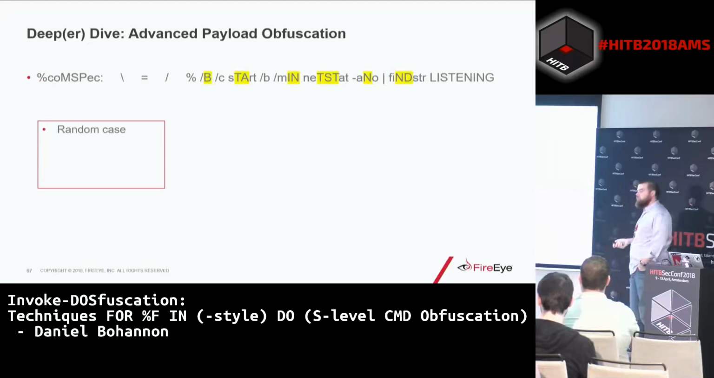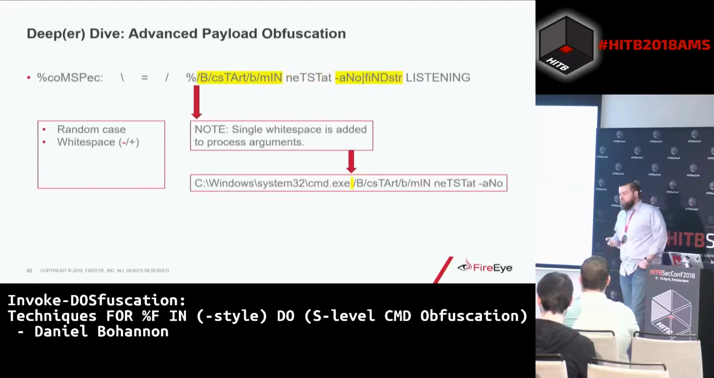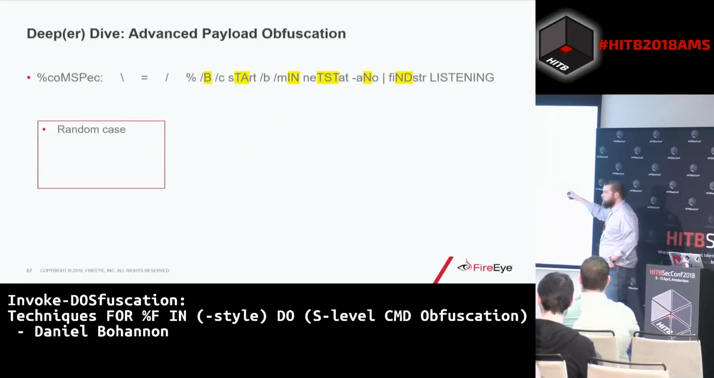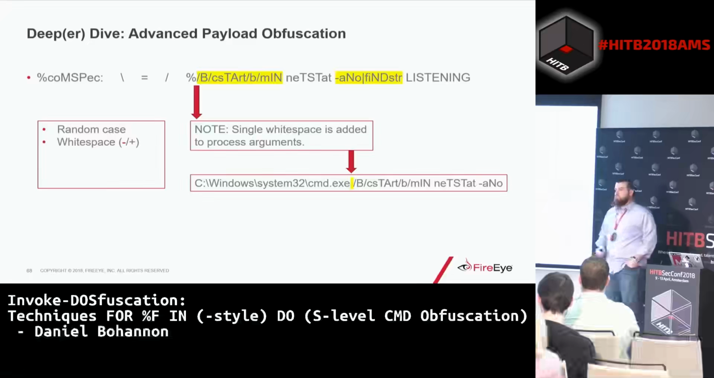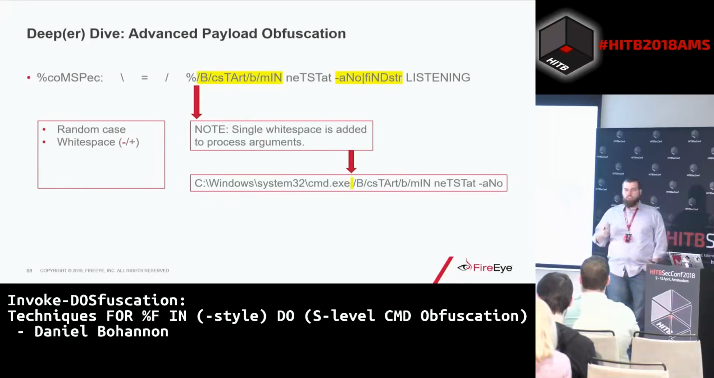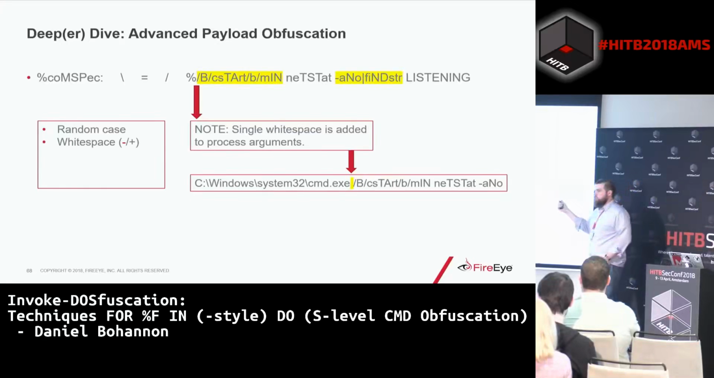For the rest of the command, we can randomize the case. We can also remove a lot of white space. So we had /b /c start /b /min with white space. We can actually smash all those together, and the interpreter understands argument by argument how to parse it out. A fun fact here, if you'll notice, our comspec variable is going to expand to cmd.exe, and then we have /b starting next with no white space.